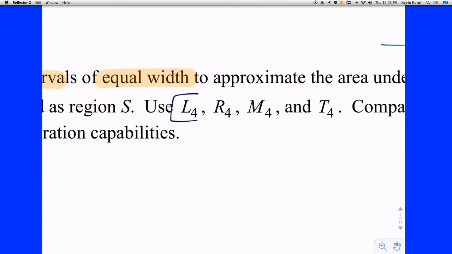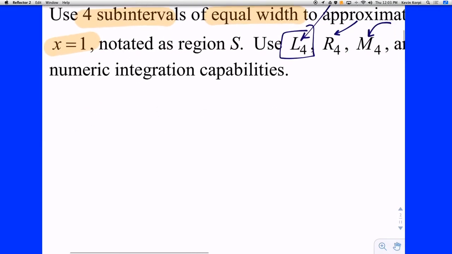We're going to use, first of all, L sub 4. We're going to compute L sub 4 as an approximation of the area. Now the L stands for left endpoint. So we're going to use the left endpoints of the region to define the height. The subscript 4 just means we're using 4 subintervals. The R is going to mean right endpoint. The M is going to mean the midpoint. And T is going to be a surprise. All right? So here we go.